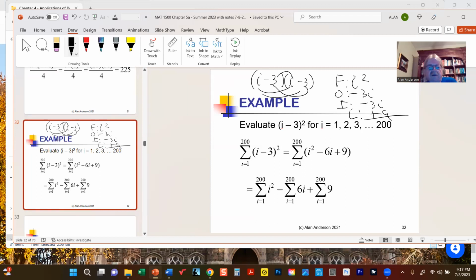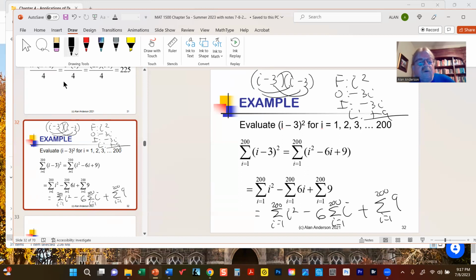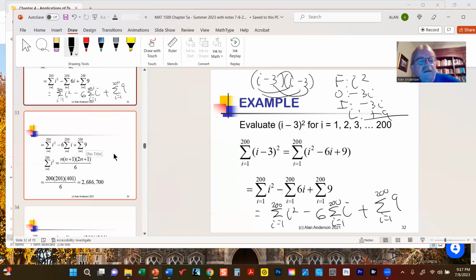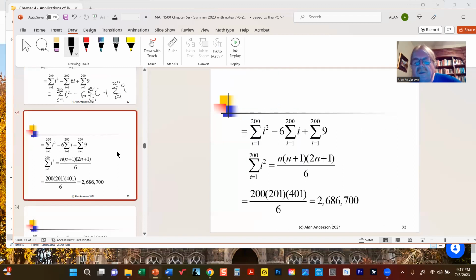Now, based on the rules we had earlier, I can rewrite this as the sum of i squared minus the sum of 6i plus the sum of 9. Now, I can also write it like this. This one, I guess you can just leave it like this because it's a constant. And we already know how to deal with all three of these. Okay, so on the next slide, they're broken out properly.